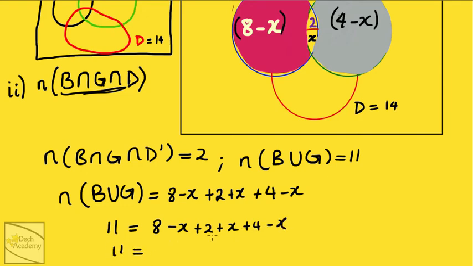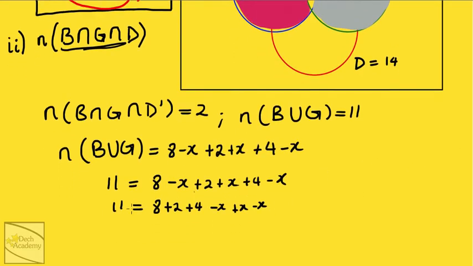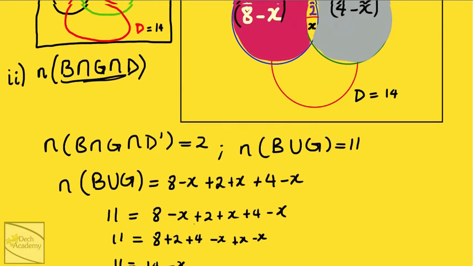Which means that 11 is equal to, so I'm just going to group numbers and like terms together. So I have 8 plus 2 plus 4 minus x plus x minus x. So 11 is equal to 14 minus x plus x, which is 0, minus x. So 14 minus x is 11. If I subtract 14 from both sides, I have minus x is equal to 11 minus 14, which is minus 3. So x is 3.